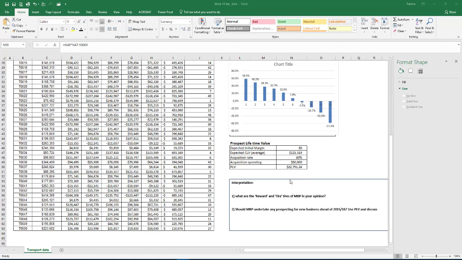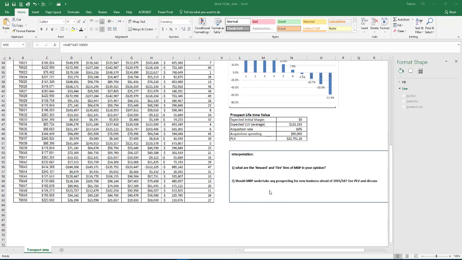Now it's your turn to interpret this PLV and answer the question: should BP undertake this prospecting for new business or not? You have to use the PLV, whether it's positive or negative, and then answer this question. And that's all. So we can finish our week 10 tutorial.